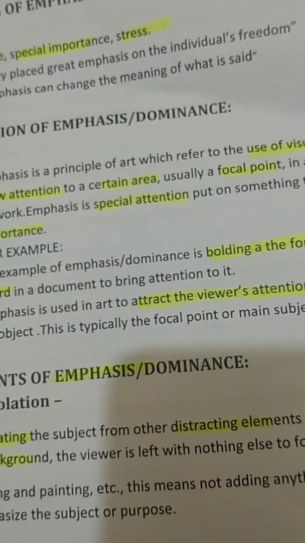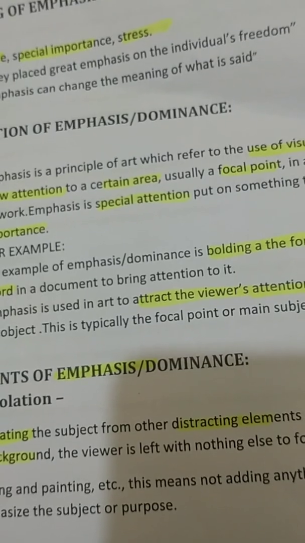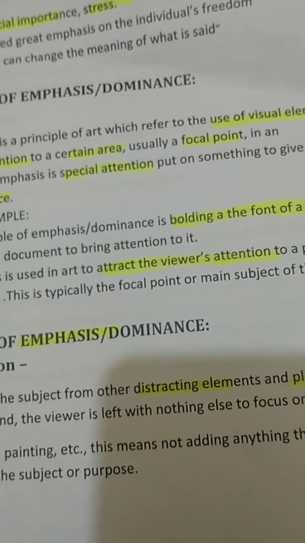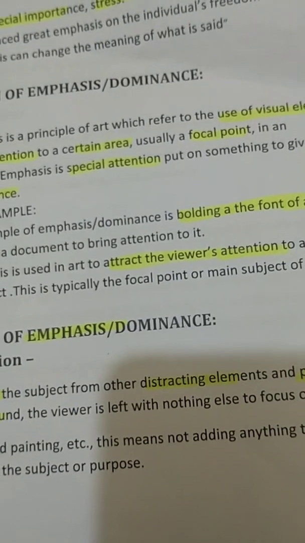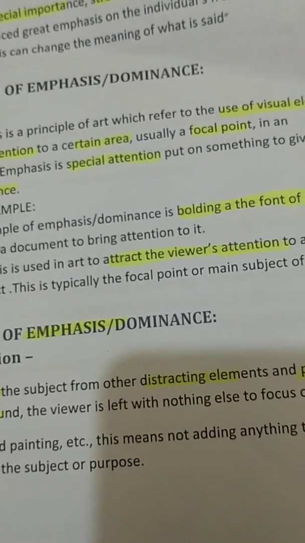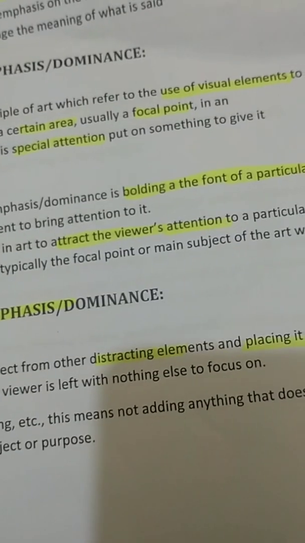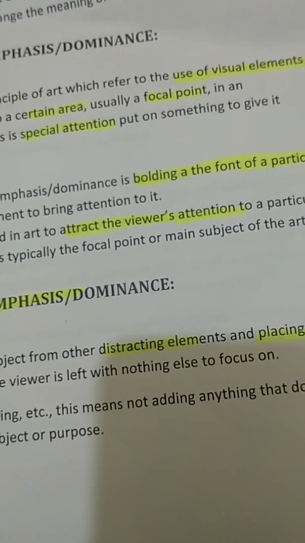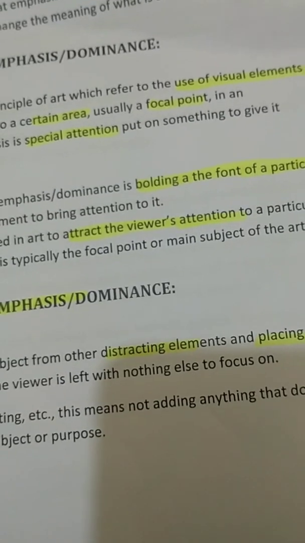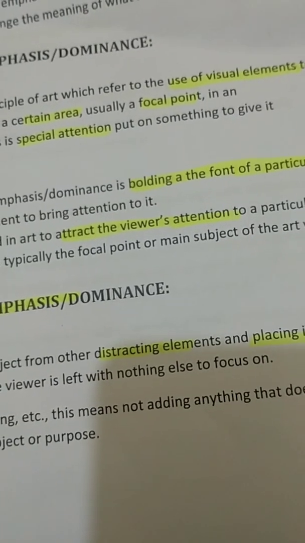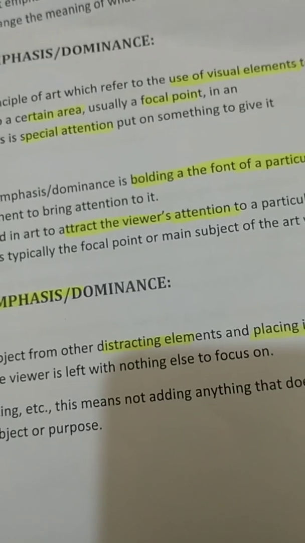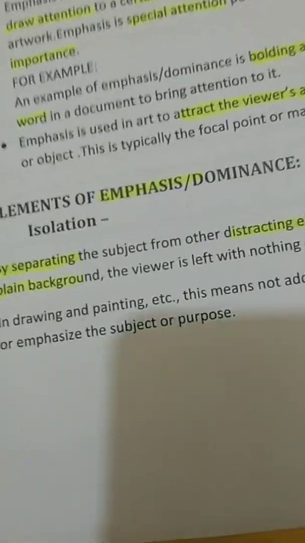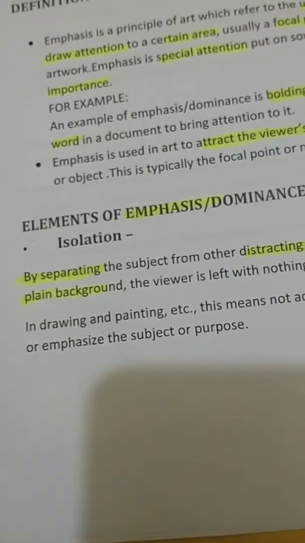It is special attention put on something to give it importance. For example, we bold the font of a particular word in a document to bring attention to it, or we use emphasis in art to attract the viewer's attention to a particular area or object. This is typically the focal point or the main subject of the art. We use emphasis in art by the following methods or elements.